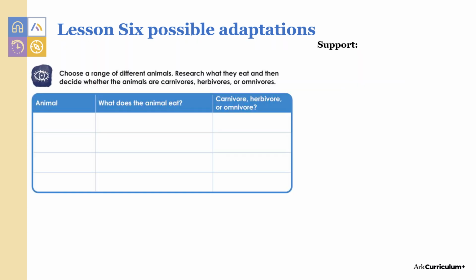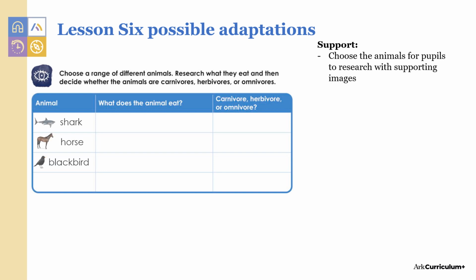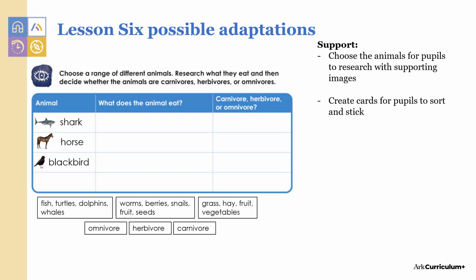For Lesson 6, pupils have to choose a range of different animals and research what they eat and decide if they are carnivores, herbivores, or omnivores. To support pupils with this, you could choose the animals for the pupils to research with supporting images, for example, shark, horse, and blackbird. I've chosen a fish, mammal, and a bird to make sure there's a range of animals. You could create cards for pupils to sort and stick in. But you could also print online research and highlight the key text or provide pupils with a website link.